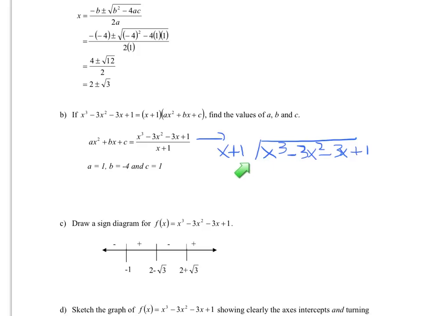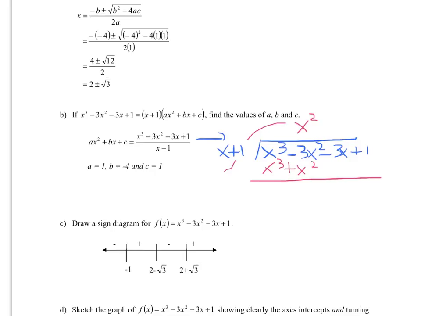Now, what will you multiply x with to get x cubed? So clearly, the best thing that you could do is to multiply it by x squared, because x squared times x gives you x cubed. So here we have x cubed. Of course, you're supposed to do something to 1. So x squared and 1 will give you plus x squared.